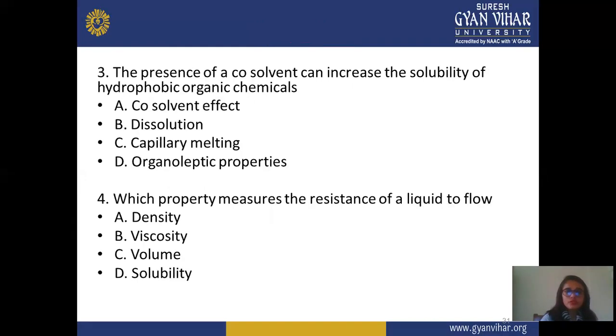And third question: the presence of a co-solvent increases the solubility of hydrophobic organic chemicals. The options are A co-solvent effect, B dissolution, C capillary melting method, and D organoleptic property. And in the fourth question: which property measures the resistance of a liquid to flow? In this, A density, B maybe viscosity, C volume, and D solubility. Next, you explain which property is resistance to liquid flow.